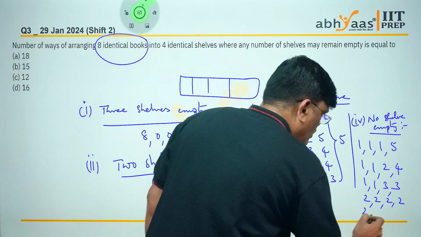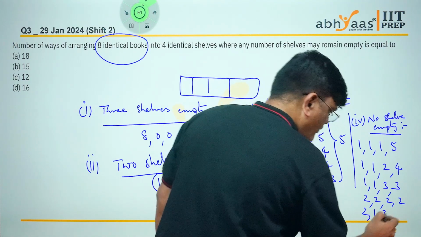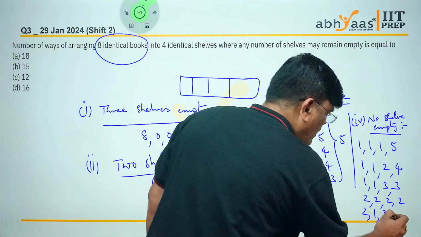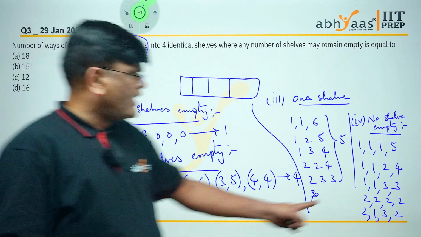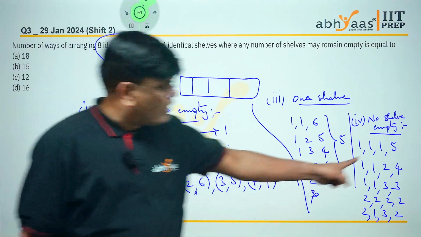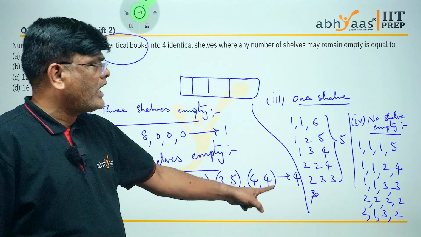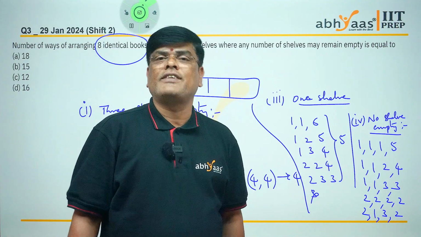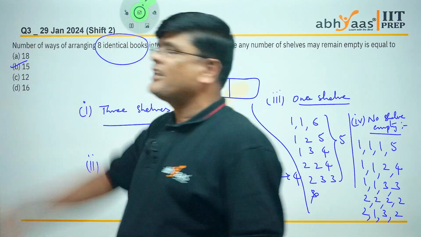So next, can I take 2, 1, 3, 2? This is also not included. Is it right? 2, 1, 3 plus 3, 6, plus 2, 8. So how many ways are there? 5. So totally 1 plus 4, 5, plus 5, 10, plus 5, so 15 ways. So which is the right option? Option B is the right one.